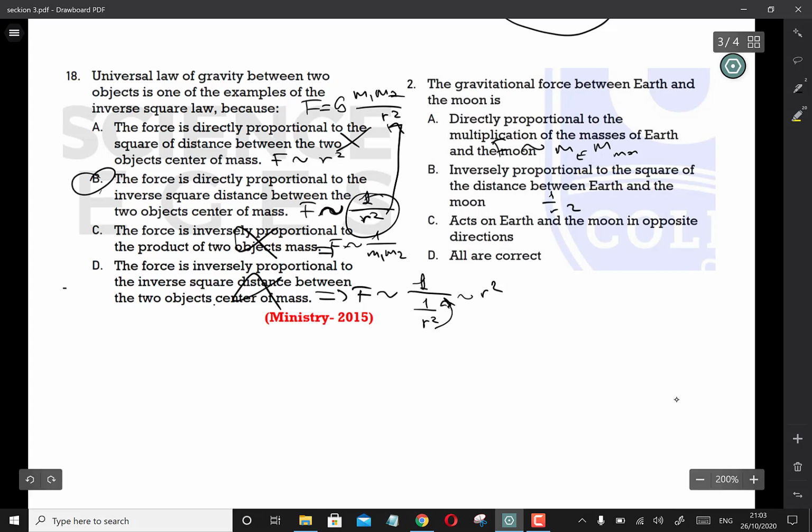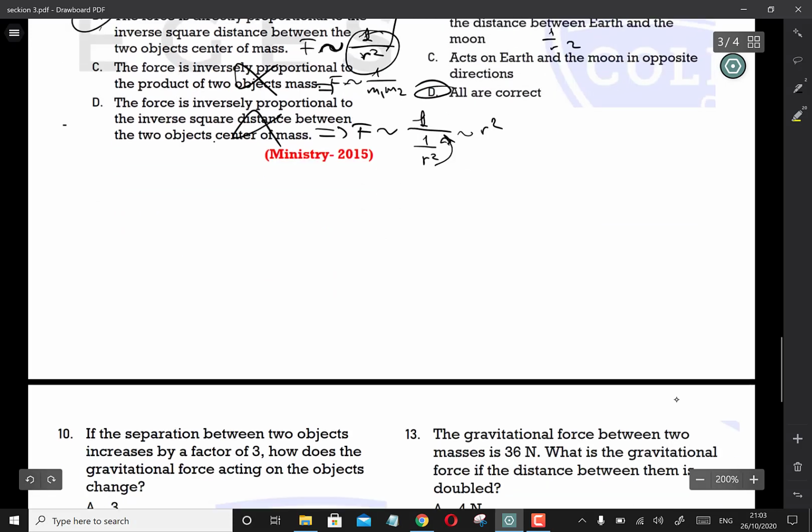Acts on Earth and Moon in opposite directions. Yes, they are action reaction pairs, so their directions are opposite. All are correct is the correct answer.